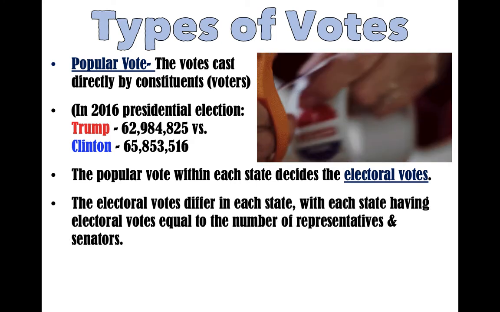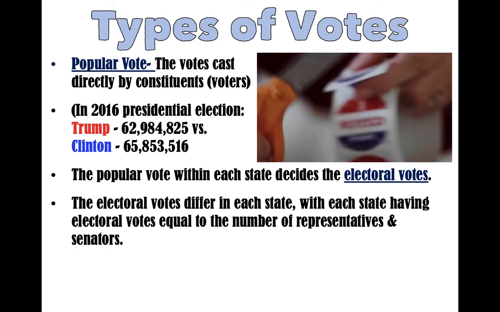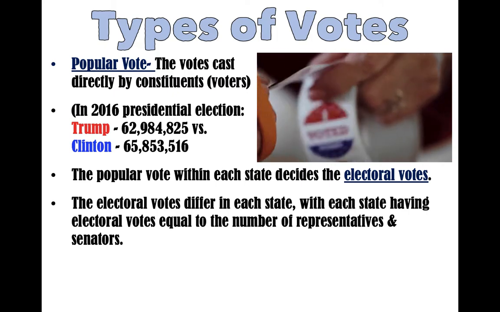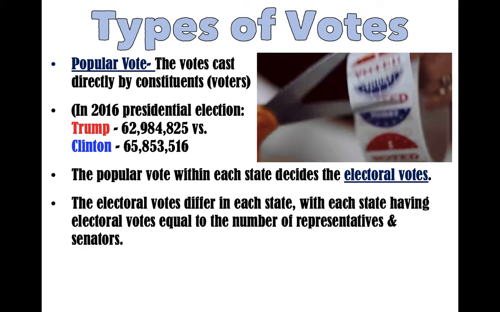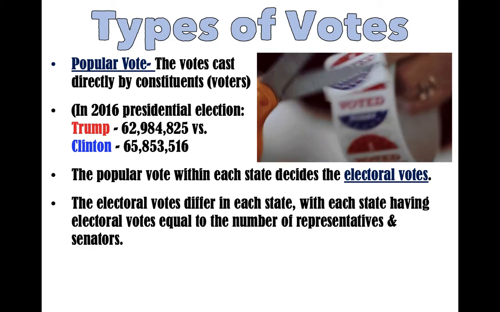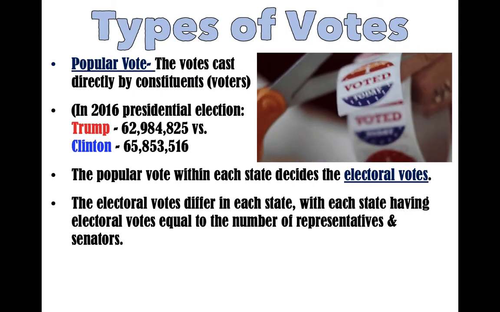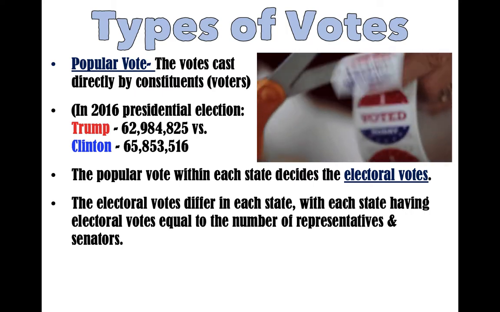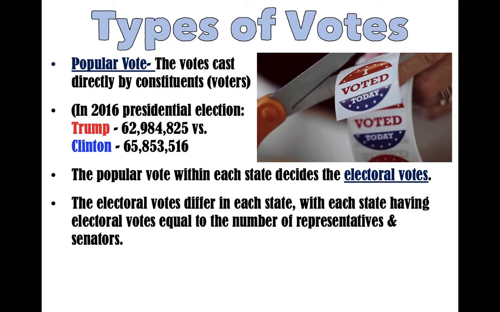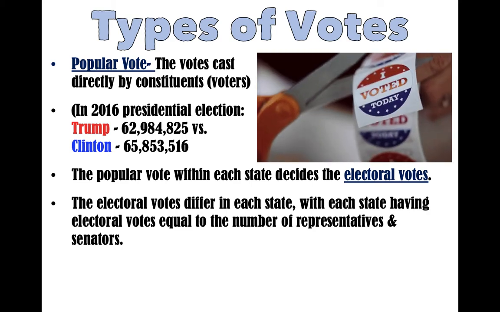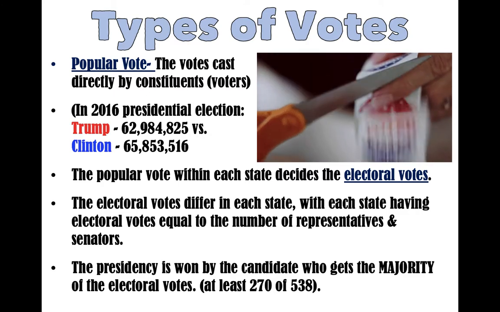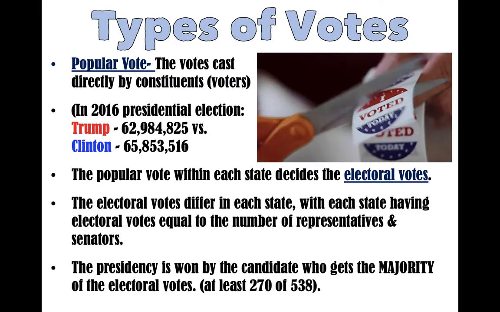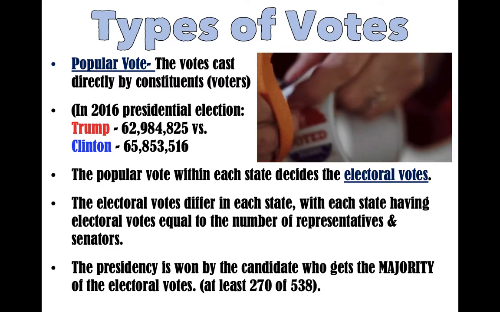to win the electoral votes. The electoral votes differ by state, with each state having electoral votes equal to the number of representatives and senators, which we talked about prior to us leaving school. Wisconsin has 8 U.S. House representative members and 2 U.S. senators. So that equals 10. And the presidency is won by the candidate who gets the majority of the electoral votes, and they need to get at least 270 of the 538.